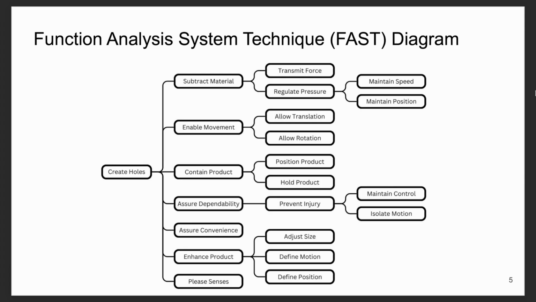Within the function analysis system technique, or FAST diagram, we describe the one main task function for our tabletop-sized drill, as well as the basic and supporting functions to answer the question, how does the product or the drill press perform the task function of creating holes?